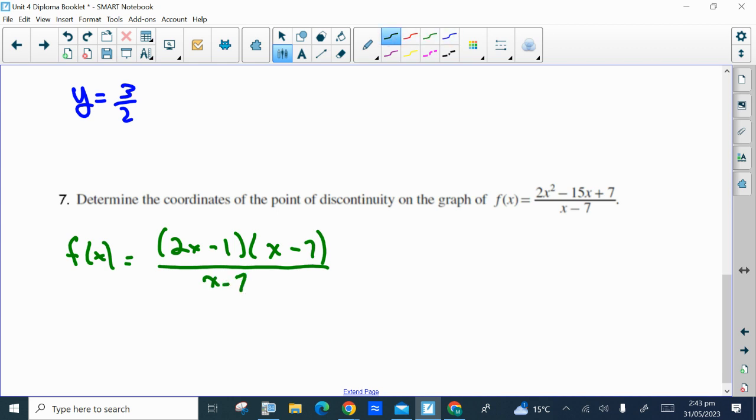So now we see that, yes, the x minus 7's cancel, which means we have a point of discontinuity at x equals 7. And to find out what the y value is, we'll let x equals 7 in our simplified expression, which is just 2x minus 1. 2 times 7 is 14, minus 1, 13. So there's your point of discontinuity.